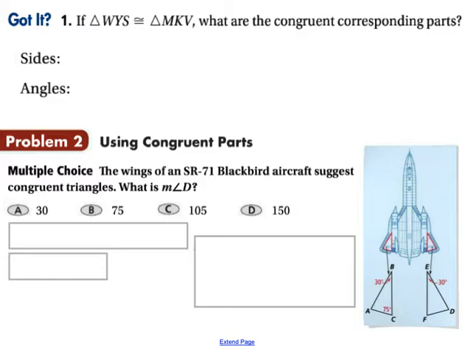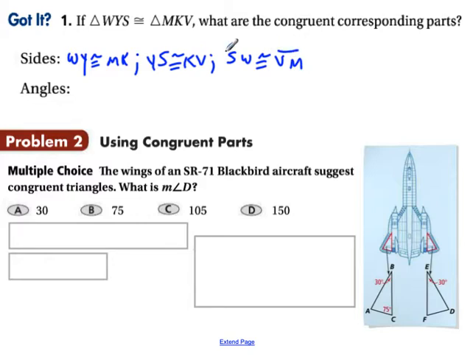All right, I hope you took some time to try to figure that out on your own. The sides that would be congruent, we would have side WY is congruent to side MK. We should have side YS is congruent to side KV. And we should also have side SW congruent to side VM. And these are all segments, okay, so we should put our segment bars above those because they are segments that correspond to the sides. So let's label those accurately.